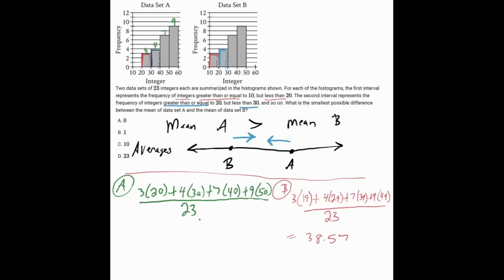So let's put that in the calculator. 3 times 20 plus 4 times 30 plus 7 times 40 plus 9 times 50. That's 910 divided by 23, and that's 39.57. So the question is asking us, what's the smallest possible difference between the averages? That means we took the smaller average and maximized it, the larger average and minimized it, and we have 39.57 and 38.57. The difference between them is exactly 1, and that's why the answer here is B.